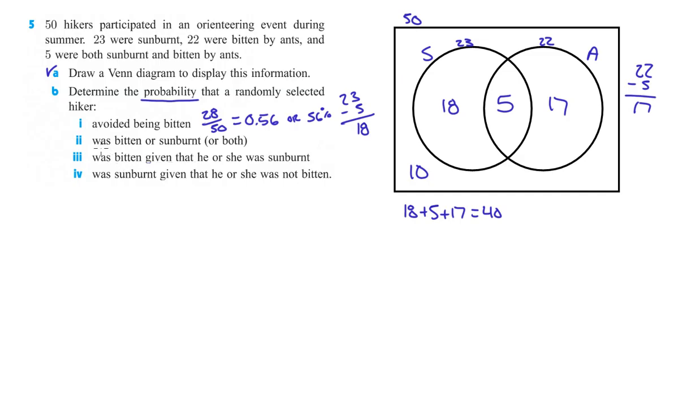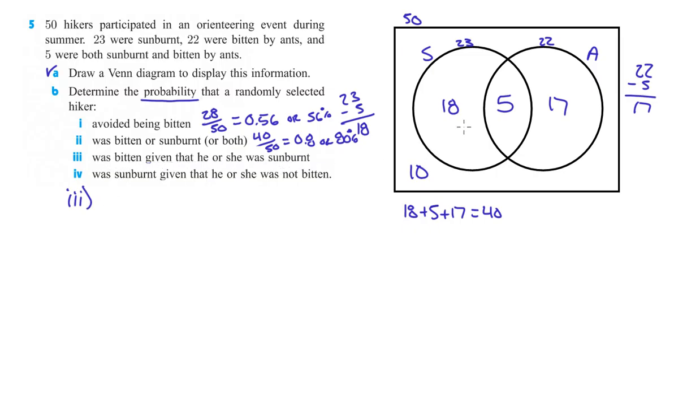Okay. Probability that they were bitten or sunburnt. Okay, so that would be sunburnt or bitten by ants. So that's going to be all of these except for those 10. So that would have to be the 40 out of 50, which you divide that out and you get 0.8 or 80%.